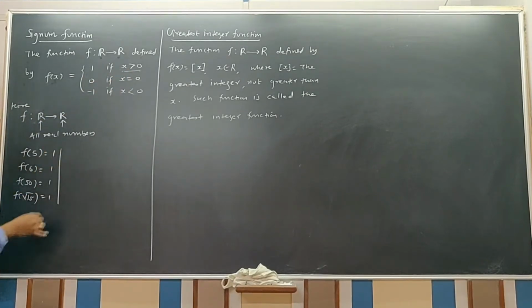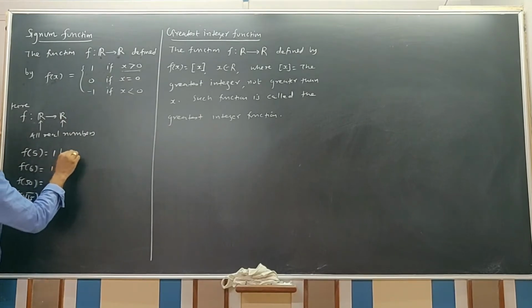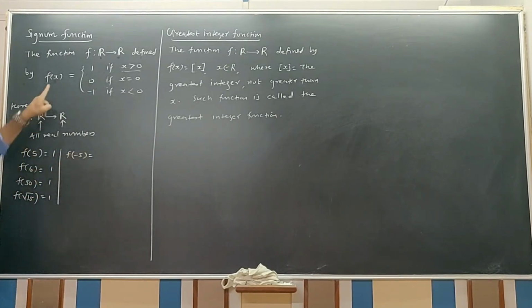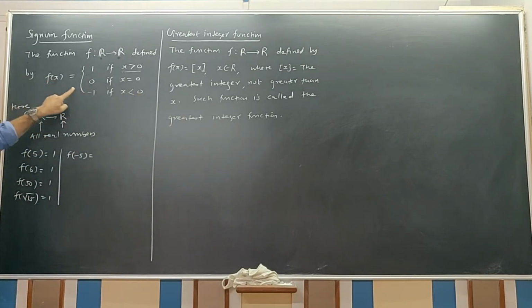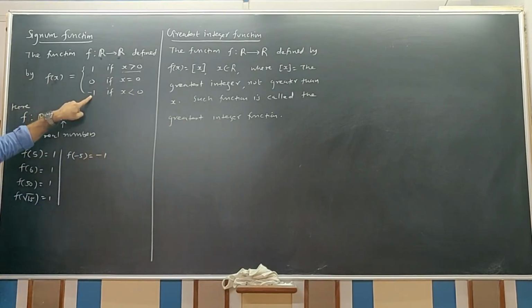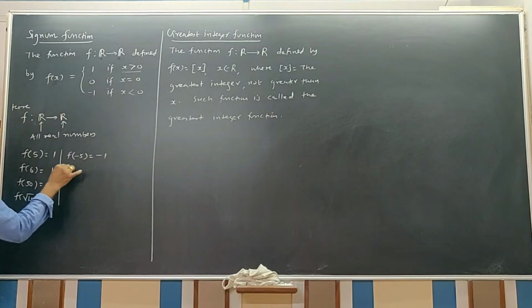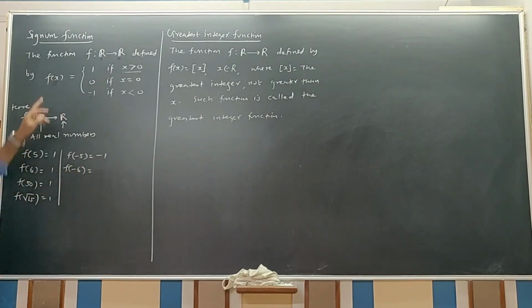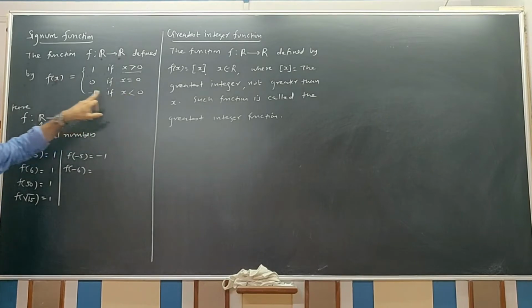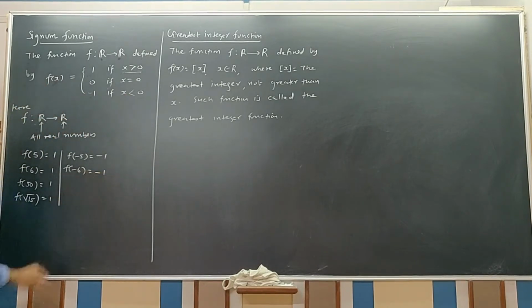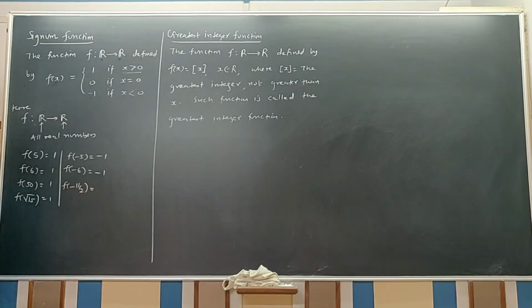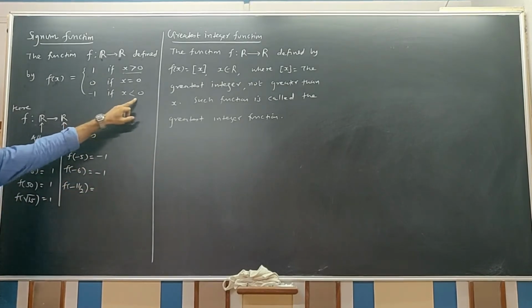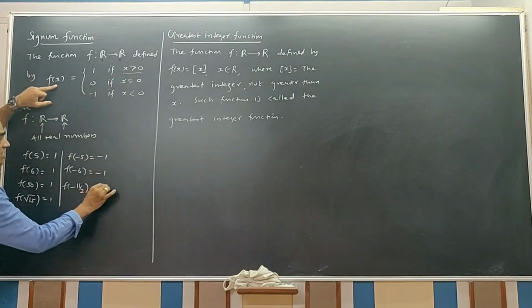If we take, suppose, minus 5, the input minus 5 is less than 0, so f of minus 5 is minus 1. If we take minus 6, it is less than 0, so f of minus 6 is minus 1. f of minus 11 by 2 is less than 0, so f of minus 11 by 2 is minus 1.